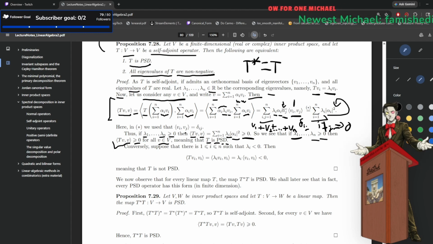Conversely, suppose that there is an i, with 1 less than or equal to i less than or equal to n, such that lambda i is strictly smaller than 0. We're going to show why. Because if it was greater or equal, then you'd have your positive semi-definite, so we're looking explicitly at the smaller than 0 case. Then the inner product of T vi with vi equals lambda i times the inner product of vi with vi, which is smaller than 0, meaning that T is not positive semi-definite.